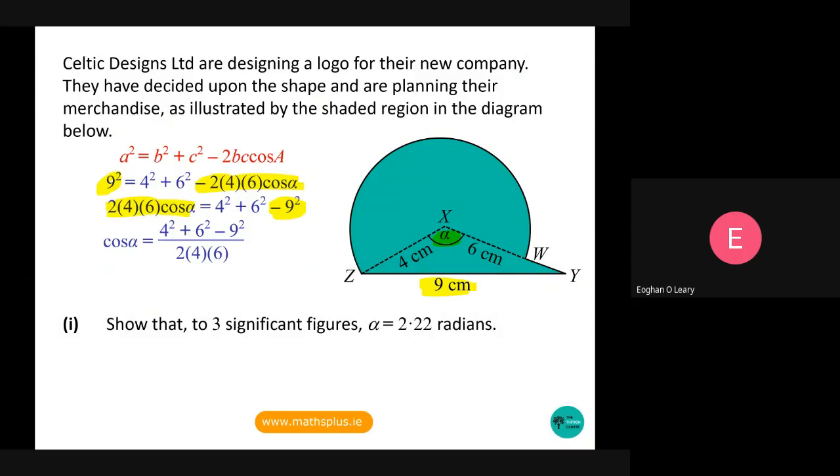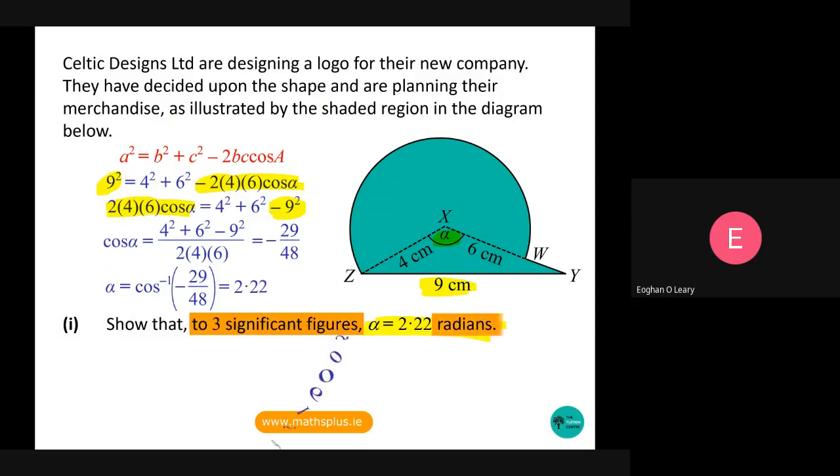I've now divided across by the 2 times 4 times 6, the coefficient on cos of alpha. That's minus 29 over 48. I get the inverse cos of minus 29 over 48, and I get myself an answer of 2.2195160005, but it's asked me to show that it's equal to 2.22 radians. So I have that correct when I round it to 2 decimal places.